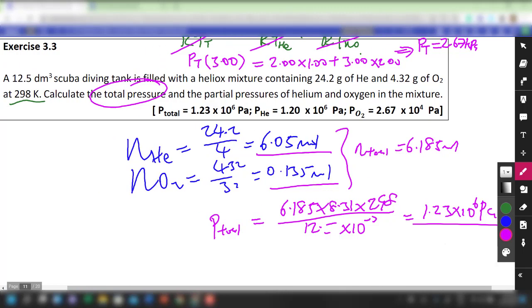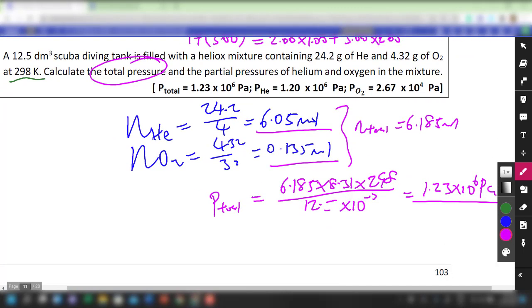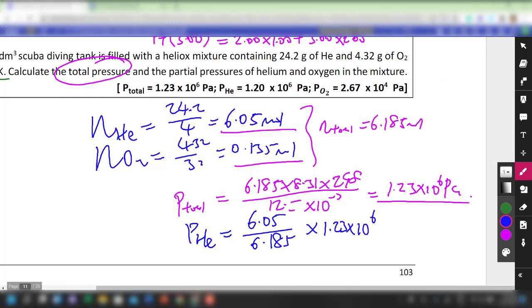Okay, then in order for you to calculate the partial pressure of helium and oxygen, that's straightforward, because the partial pressure of helium is simply the amount of helium divided by the total amount, which is 6.185, multiplied by the total pressure, which is 1.23 times 10 to the power 6. Okay, so from here you will very quickly get 1.20 times 10 to the power 6 Pascal.